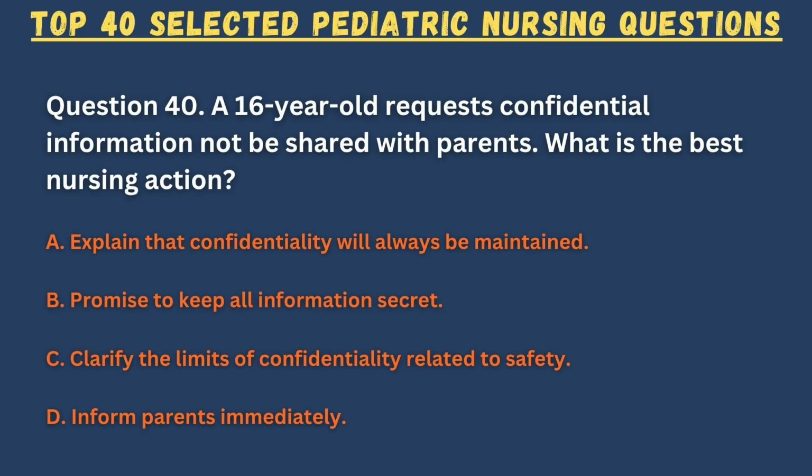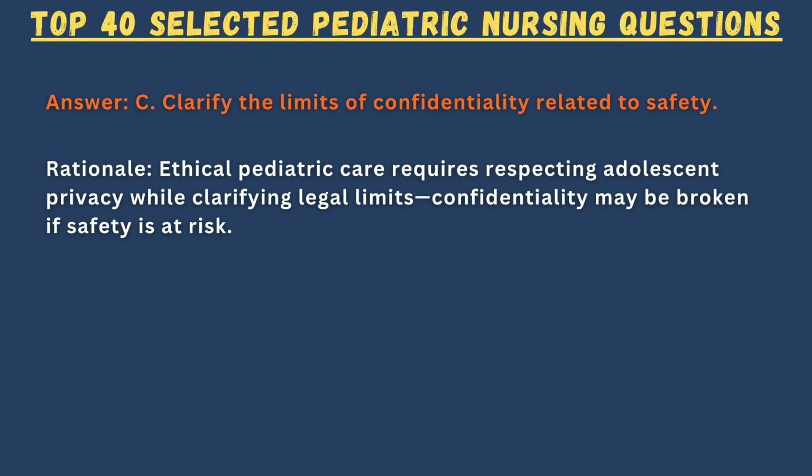A. Explain that confidentiality will always be maintained. B. Promise to keep all information secret. C. Clarify the limits of confidentiality related to safety. D. Inform parents immediately. Answer: C. Clarify the limits of confidentiality related to safety.